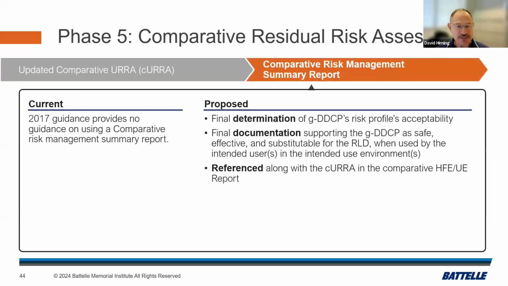The comparative residual risk assessment, depending upon how your organization works, is basically a written risk assessment report that would come from your risk management team. And this would then be an integral part. Excerpts of this report would actually be used in the following report that we'll look at in just a moment.